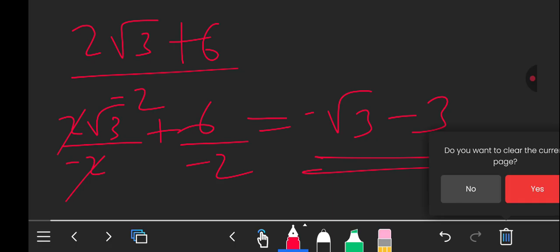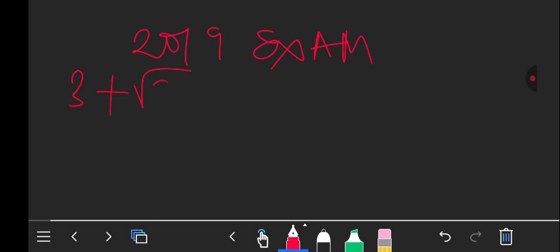Now let's look at a scenario whereby you are given, okay, let me take a question from the 2019 exam. So this question was: simplify 3 plus square root of 3. This is 2019 math 1120 exam. So simplify 3 plus square root of 3 over square root of 3 minus 1, everything in brackets. Okay, like that. So we are taught to simplify.